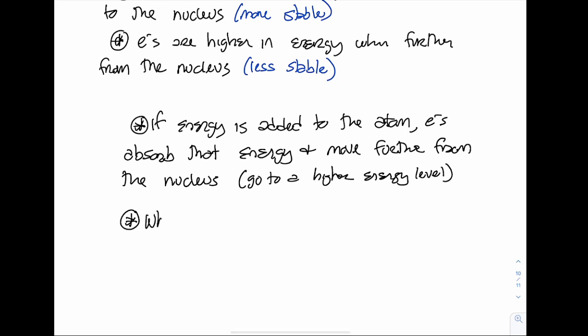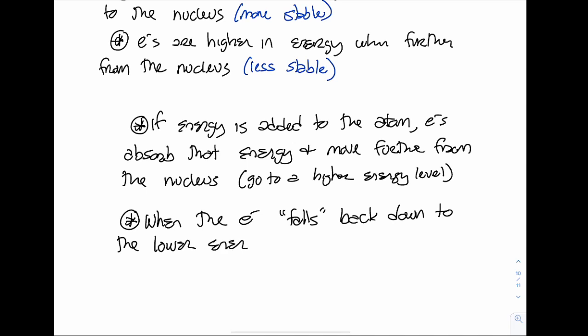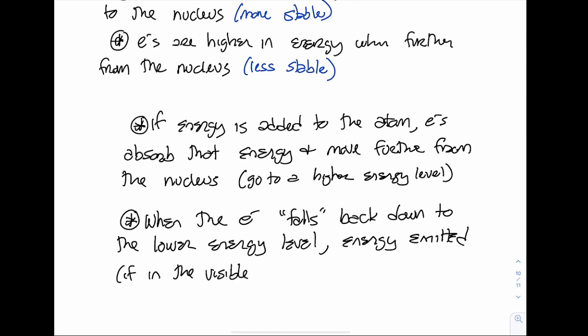So when the electron falls back down to the lower energy level, energy is emitted. And then if in the visible range, we see a color. What color we see depends on the wavelength. That wavelength depends on the energy difference between the two energy levels, right?